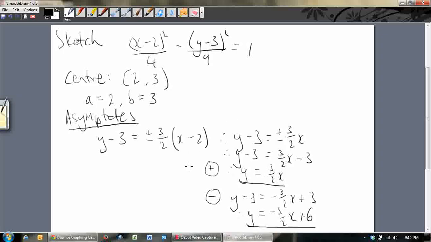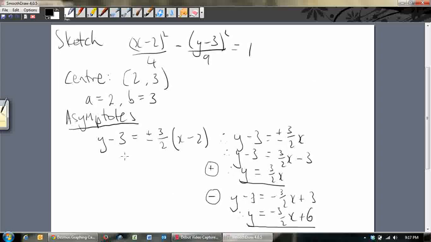And to be honest, you don't always need to do that because I'll show you, it just becomes obvious sometimes what the other one's going to be because they're both symmetrical. One has a positive gradient, one has a negative gradient. So there are your two equations, and then we'll quickly sketch them.